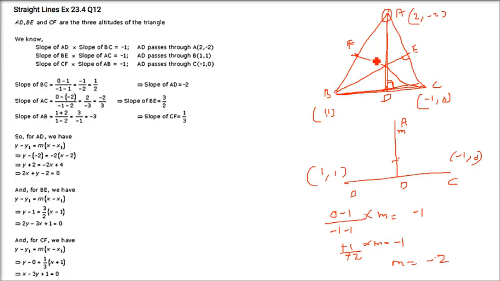Now the slope is known. I'll tell you one of the lines, the others you are going to find out. It's very easy. Now this line is passing through (2, minus 2). The line is y minus y1, y minus of minus 2, that is y plus 2, equals m, which is minus 2, times (x minus x1), x minus 2. So you have 2x plus y minus 2 equals 0 if you solve it. And the others, same thing.